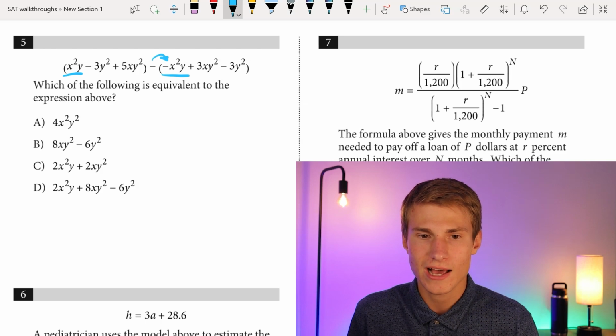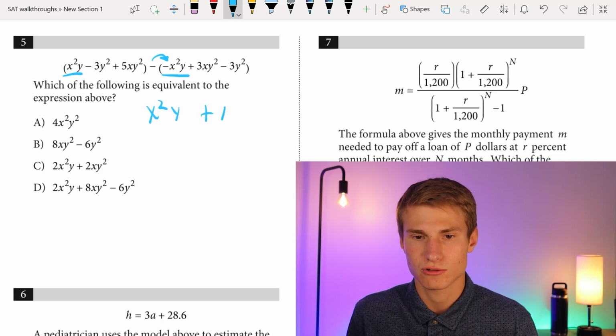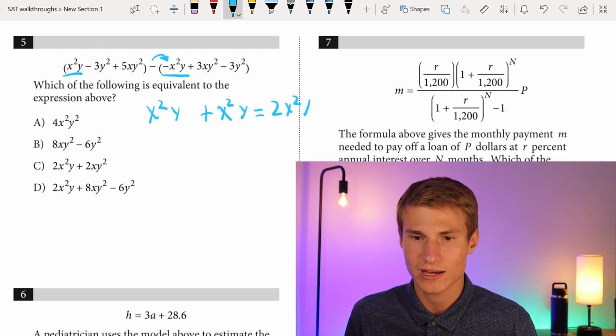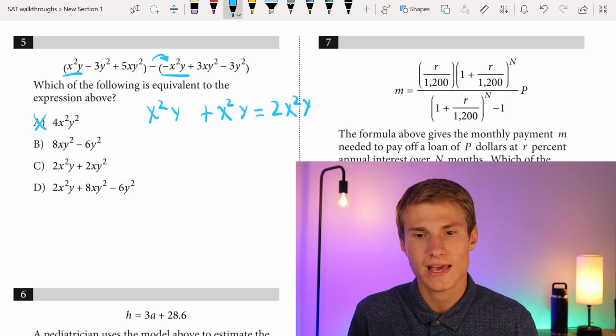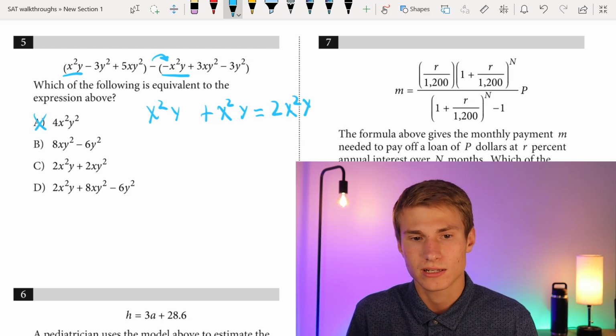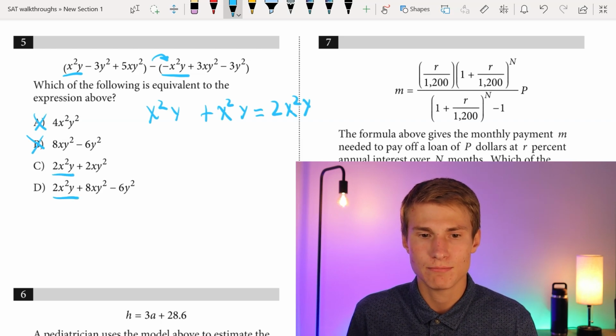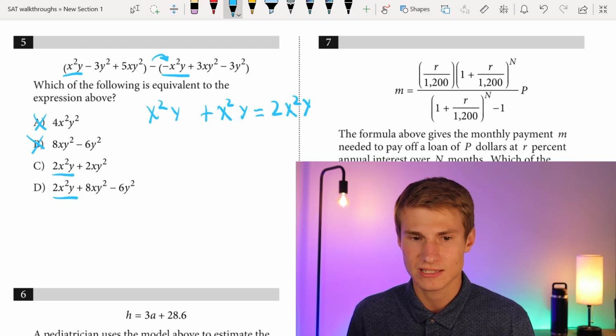So I'm going to have x squared y plus x squared y, which we know is going to end up giving us 2x squared y. So 2x squared y. From there, I'm going to take a look at my answer choices, find what I can get rid of. I can get rid of A since it doesn't have 2x squared y. Looking at B, I can get rid of that because it doesn't have 2x squared y. And then I see C and D both have 2x squared y, so they have to stay in as possible answer choices.